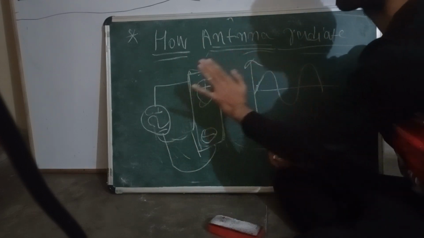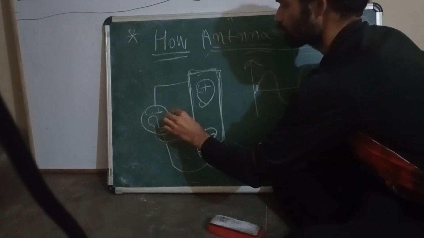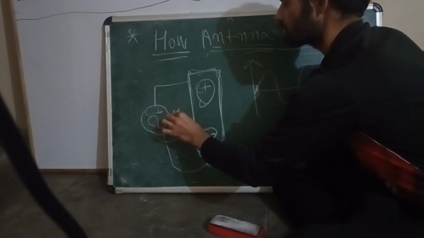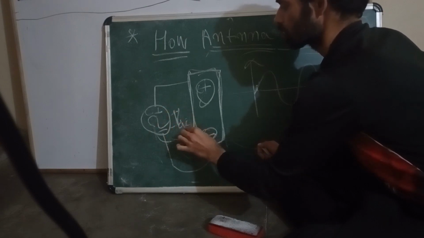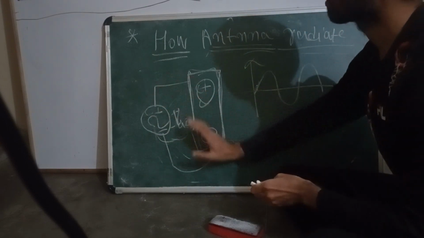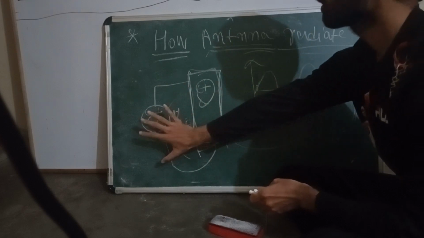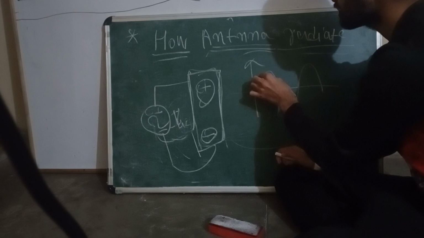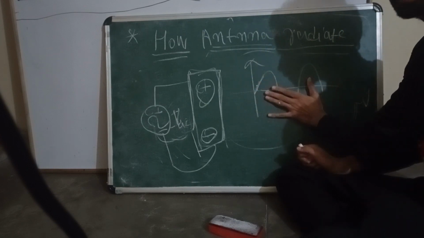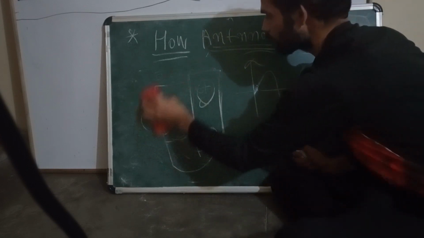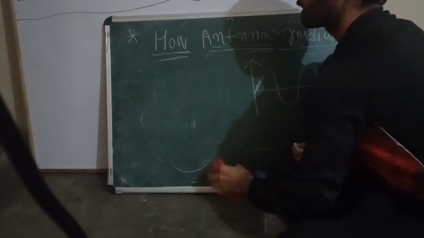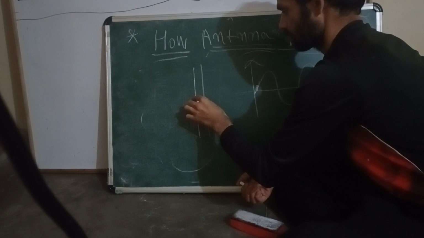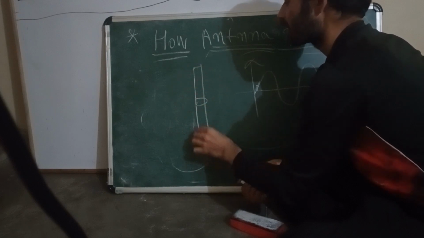Okay, so up to this we should know. And let's say this is my Vdc. An AC voltage source means there is a time varying supply. We are giving the time varying supply to this. So now this conductor will work as an antenna.